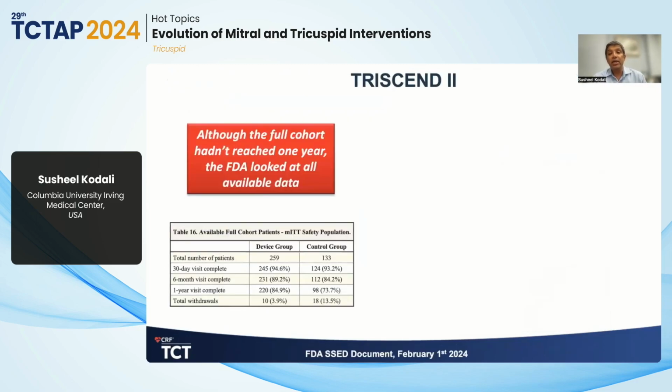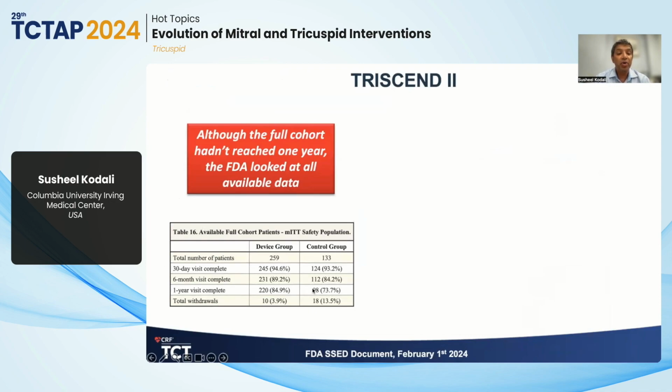Now, this is a look at the initial 150 patients. As I said, the 400-patient cohort is enrolled, and follow-up is ongoing. But based on the FDA breakthrough designation, the FDA was willing to look at all available data when they met to look at the data earlier this year. And this is what was put out by the FDA document in February of this year.